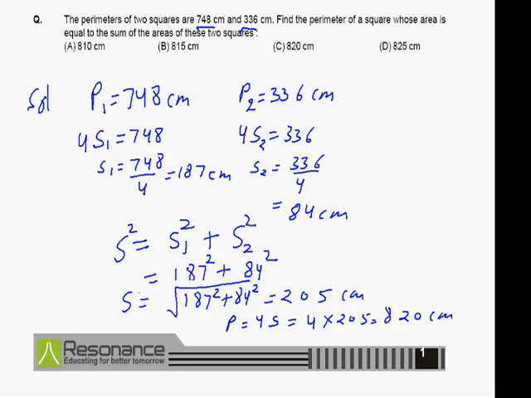So the perimeter of the square is 820 centimeter, and according to the options, option C is correct.